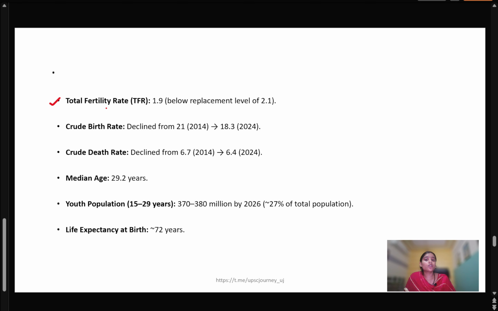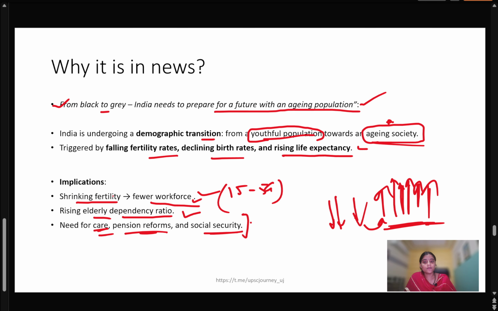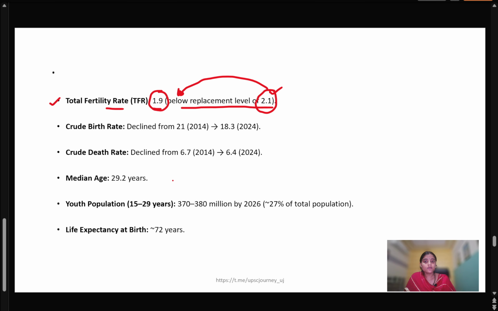As of now, the total fertility rate is 1.9, which is below the replacement level of 2.1. It means the required fertility rate is 2.1, but currently the fertility rate is 1.9. So we are having a decrease in total fertility rate, a shrinkage in fertility rates. If we talk about the crude birth rate, it has declined from 21 to 18.3 in just 10 years. There is a decline in birth rate.